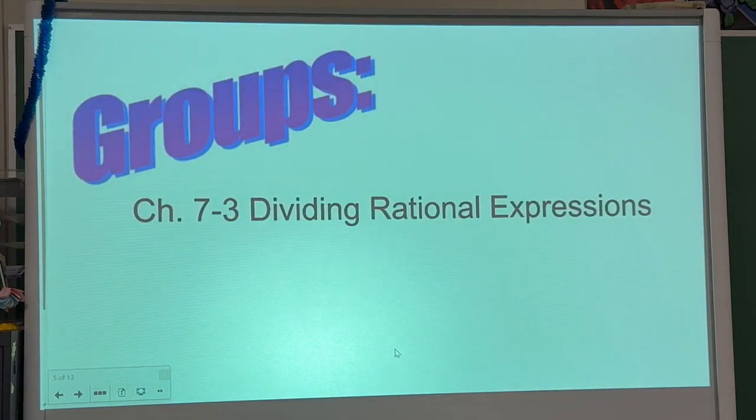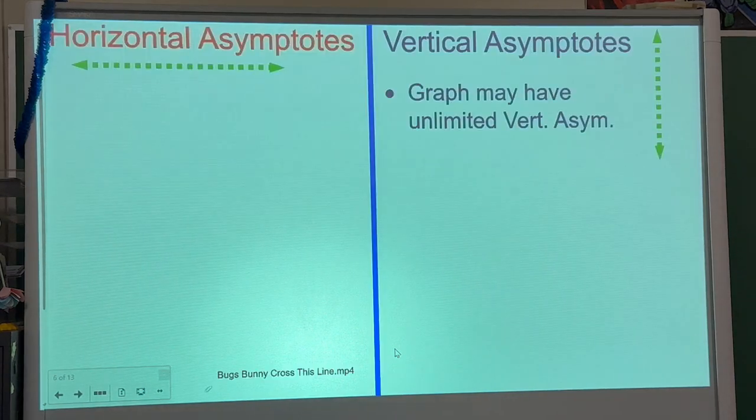You and your group spend about 15 minutes dividing rational exponents. Keep, flip, change. Keep, flip, change. Come on back to your notes when you're ready.